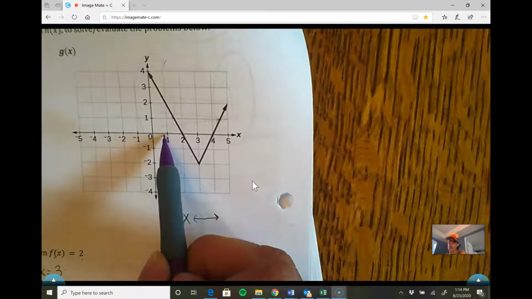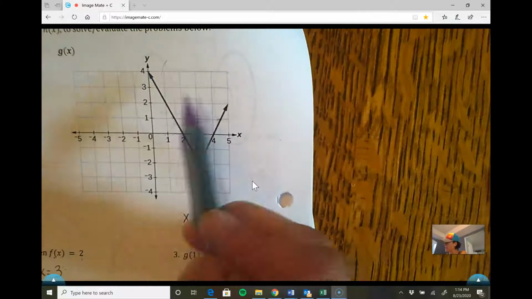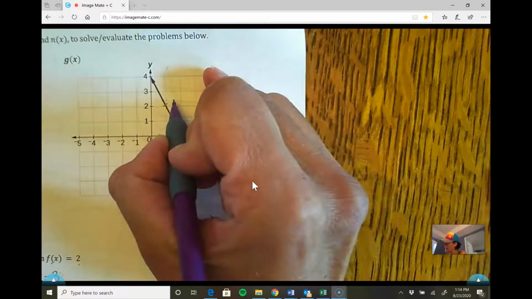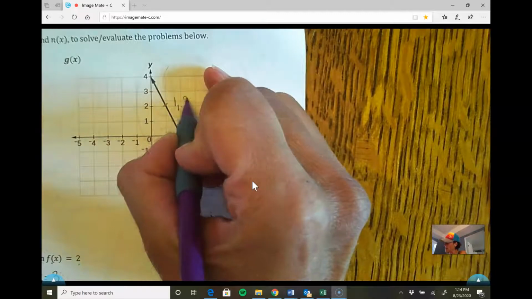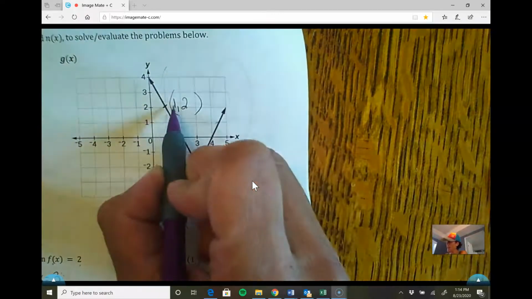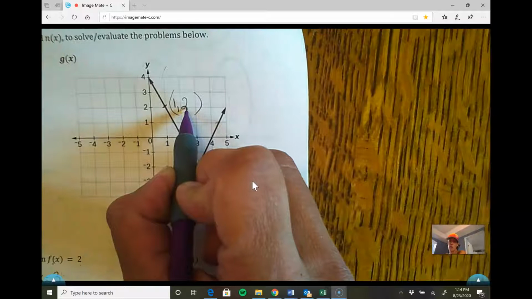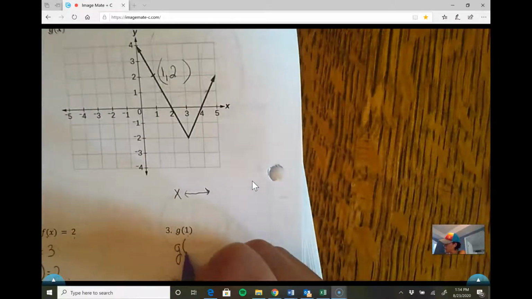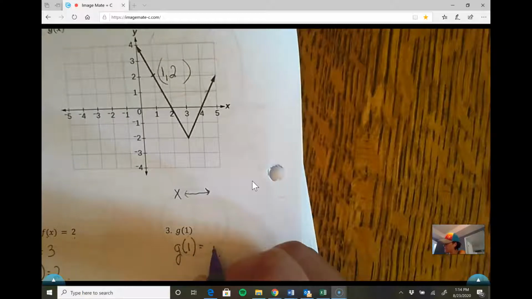And then I either have to move up or down to find my y value, because y is going up or down. And I need to go up to get to my shape. I can see it's right there, and that, again, is the coordinate 1, 2. So when x is 1, my y value, or g of x, is worth 2. So I'm going to write my function when x is 1 is worth 2.